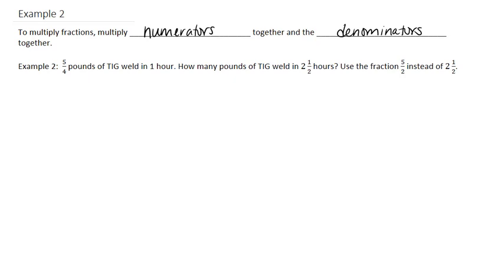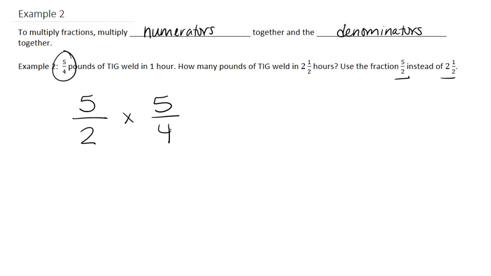Example 2. 5 fourths pounds of TIG weld in 1 hour. So how many pounds of TIG weld in 2.5 hours? Instead we're going to use the fraction 5 over 2 instead of 2.5. We're just going to use the improper fraction, as it will make it easier to multiply. So we have 5 over 2, and we're going to multiply it by the 5/4 of the pounds. So we're just multiplying these two numbers together.